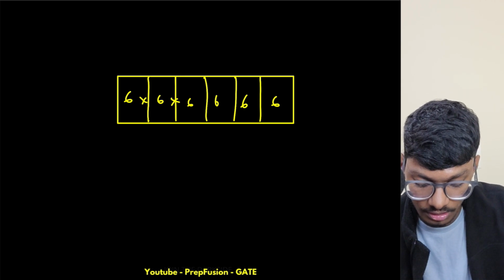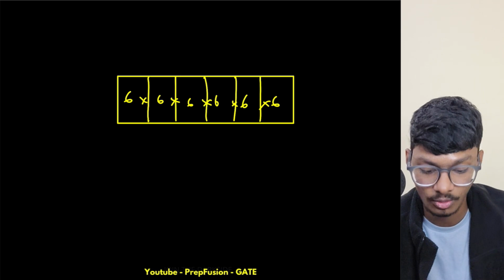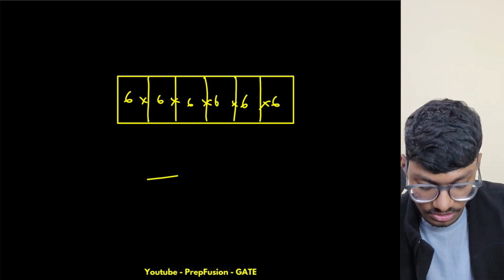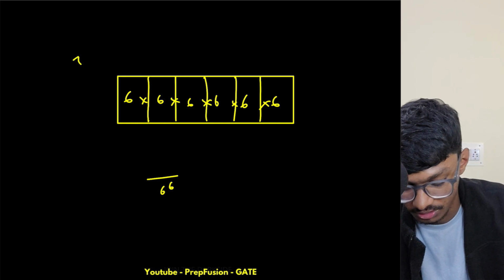So how many total is this? Total number of samples, distinct samples, how many do I get? 6 and 6 and 6. So this is 6 to the power 6, simple only. And this is the total samples.